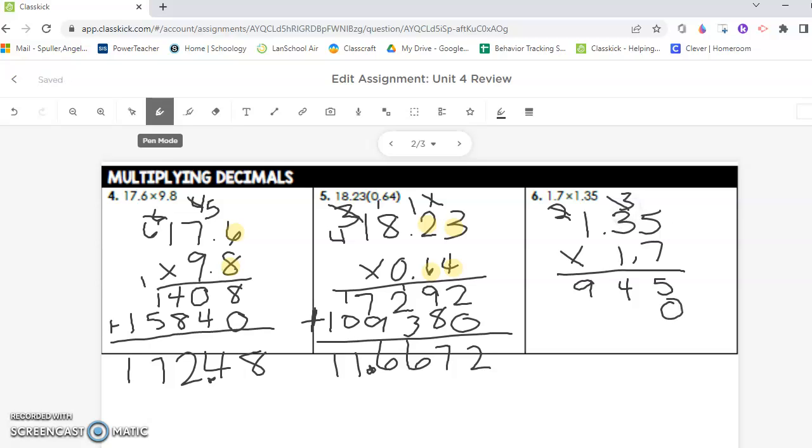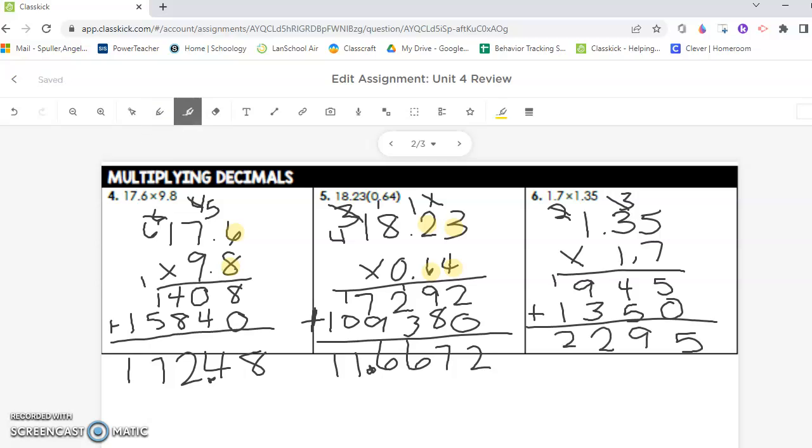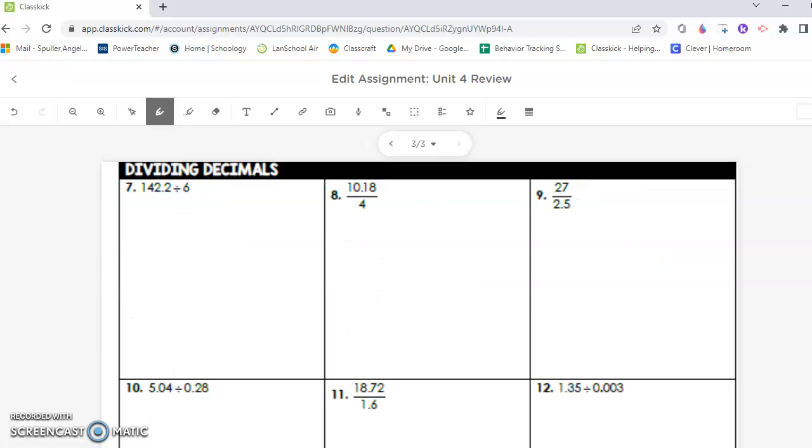Put our placeholder. 1 times 5 is 5. 1 times 3 is 3. 1 times 1 is 1. And it's time to add. 5, 9, 12. Carry the 1, 2. See how many numbers behind? 1, 2, 3. Okay, 1, 2, 3 numbers behind here. Great job.